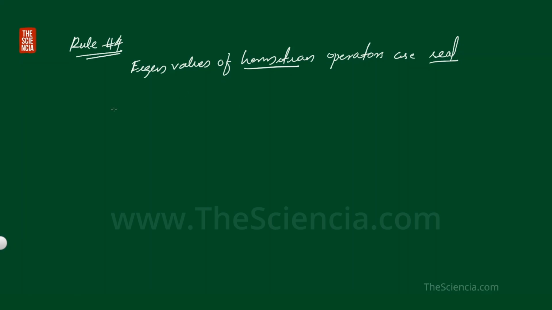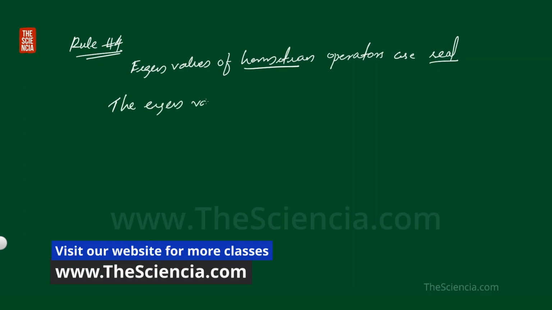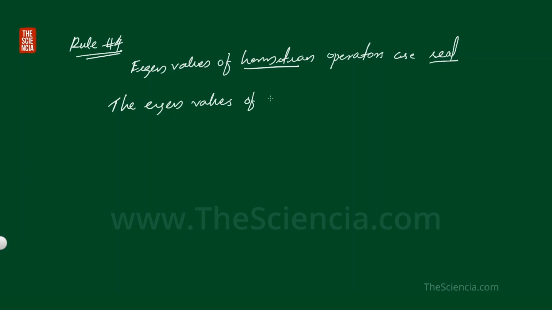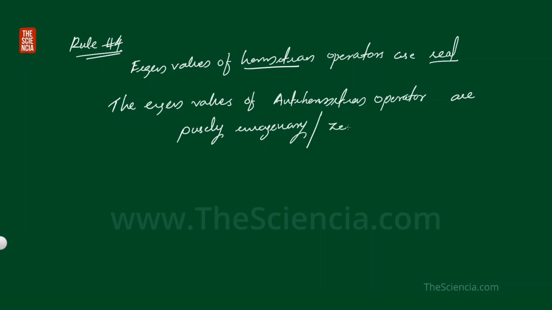And in the other case, the eigenvalues of an anti-Hermitian operator are purely imaginary or 0. So if it is an anti-Hermitian operator, then its eigenvalues are purely imaginary or 0. So remember all these things.